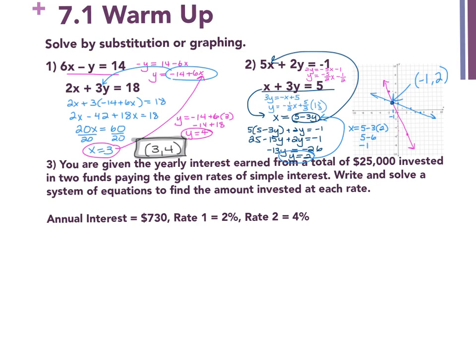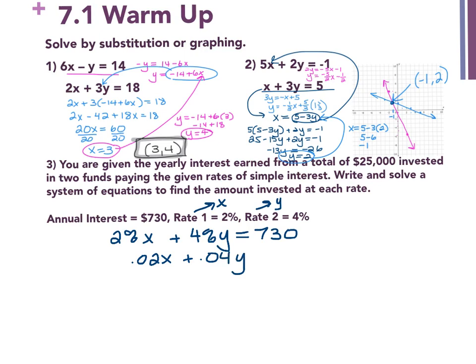So we know that to do the interest, we would say that 2% times, let's say that this is my x and this is my y. So 2% times the amount of money invested at that rate plus 4% times the amount of money invested at that rate is going to equal the amount of interest earned, which is 730. And I can convert this to 0.02x plus 0.04y equals 730. And then the other piece of information was up here in the top that said the total investment was $25,000. So x plus y is equal to $25,000.